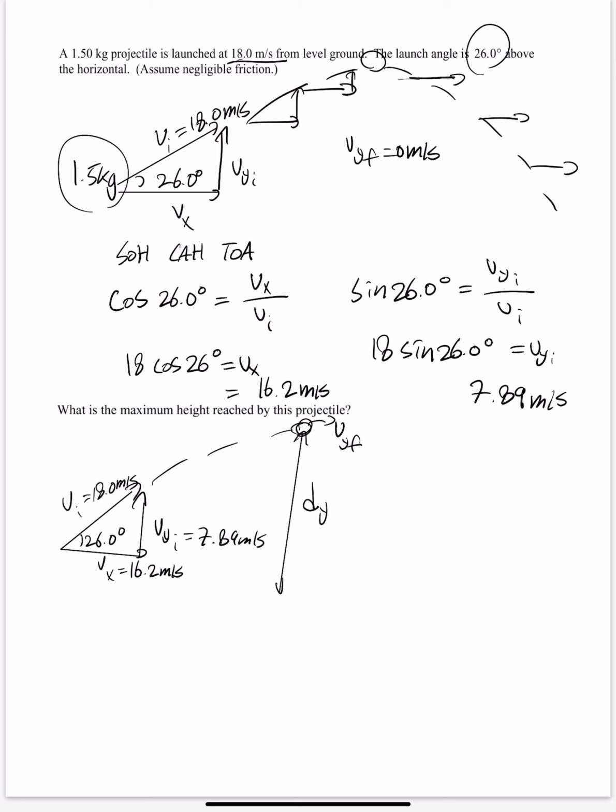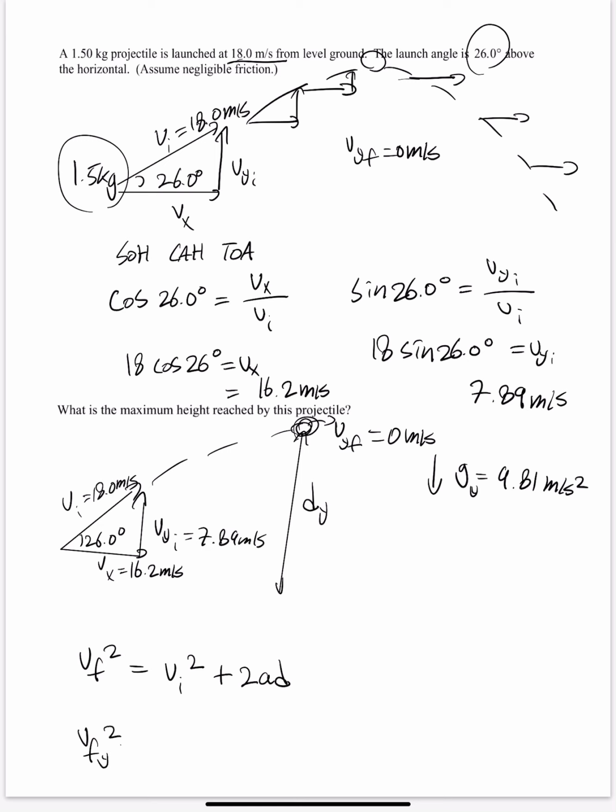So here, Vyf is going to be 0 meters per second. And here, Vy initial is 7.89 meters per second. And gravity is pulling the projectile downwards, which means gravity is, this is actually y, the y component. So we're going to use this formula, Vf squared equals Vi squared plus 2ad, where d equals the maximum height. So if we rearrange the formula, it'd be easier.